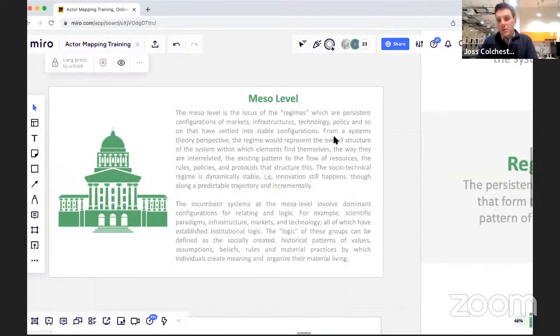From a systems theory perspective, the regime would represent the overall structure of the system within which elements find themselves, the way they are interrelated, the existing pattern to the flow of resources, the rules, policies, and protocols that structure this.